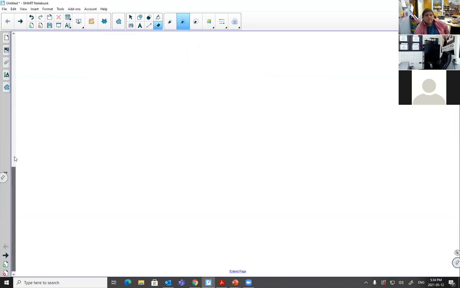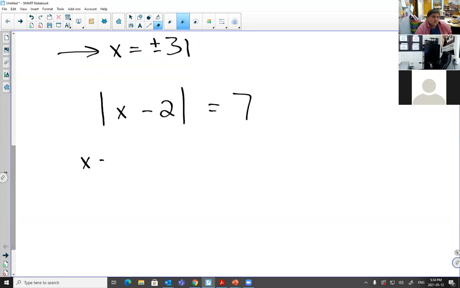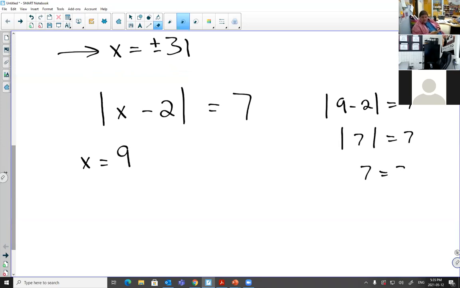Let me do another one here. The absolute value of X minus 2 equals 7. Let's try this one. Okay. So my absolute value, if you notice, it's X minus 2. So what is one of the possible answers that X could be? 5? Not 5. 5 minus 2 would give you 3, right? We got to get to 7. Oh, 9. Okay, so 9 would be one of the answers, right? Because if we did the work over here, 9 minus 2 equals 7. The absolute value of 7 equals 7. Yeah, that one works.